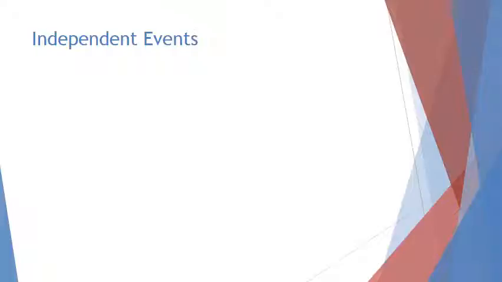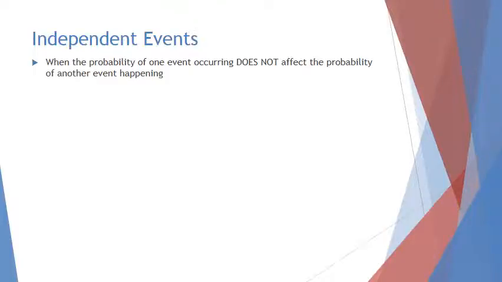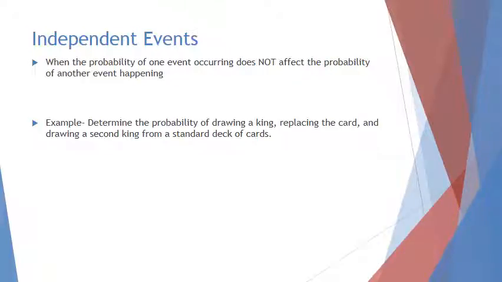Okay, so let's look at what independent events are first. When the probability of one event occurring does not affect the probability of another event happening, that's independent events. An example of this would be to determine the probability of drawing a king, replacing the card, and drawing a second king from a standard deck of cards.